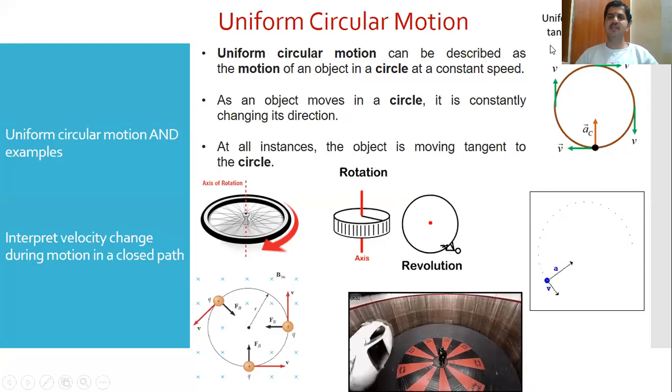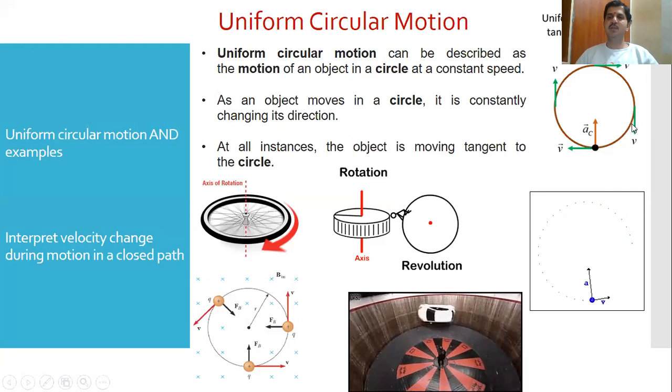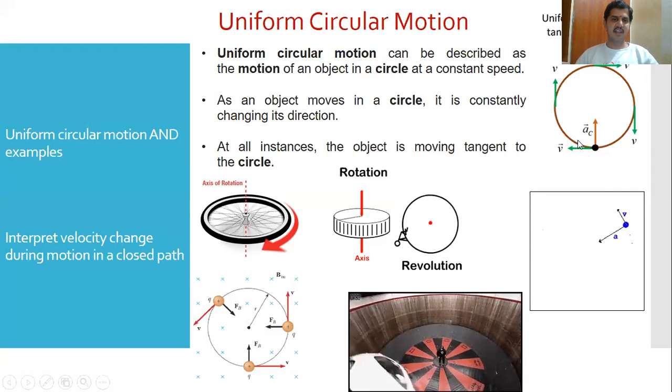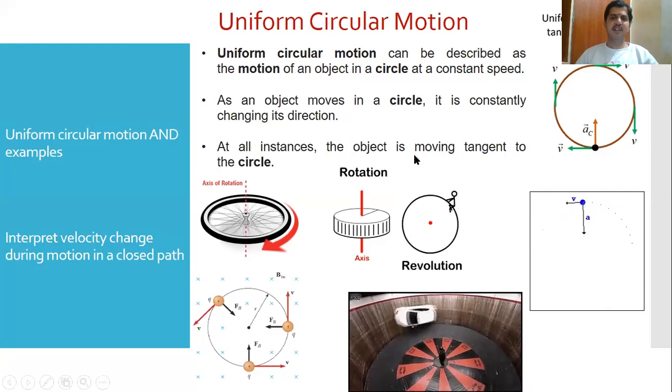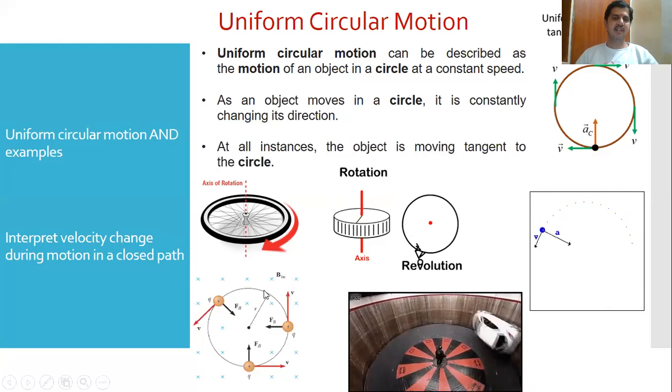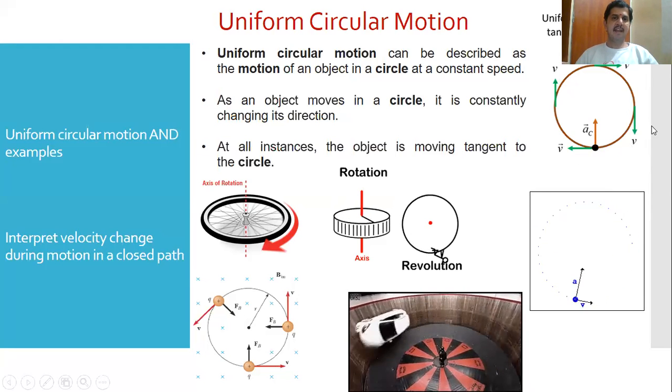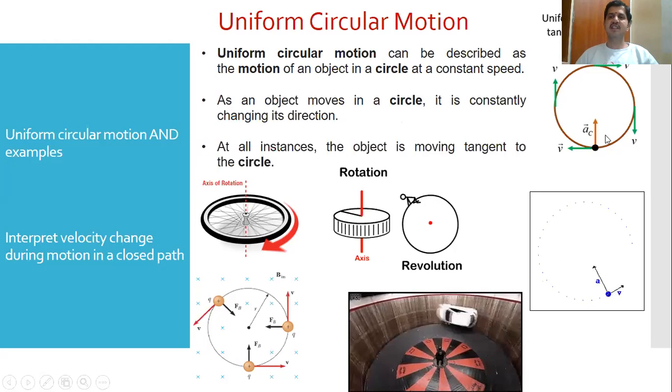See, here it is towards north, here it is towards east, now it is downwards, and here it is towards west, and so on. So it is changing its direction. At all instances, the object is moving tangential to the circle. So at every position you see, it is moving tangential to the circle. And as an object moves in a circle, it is constantly changing its direction.